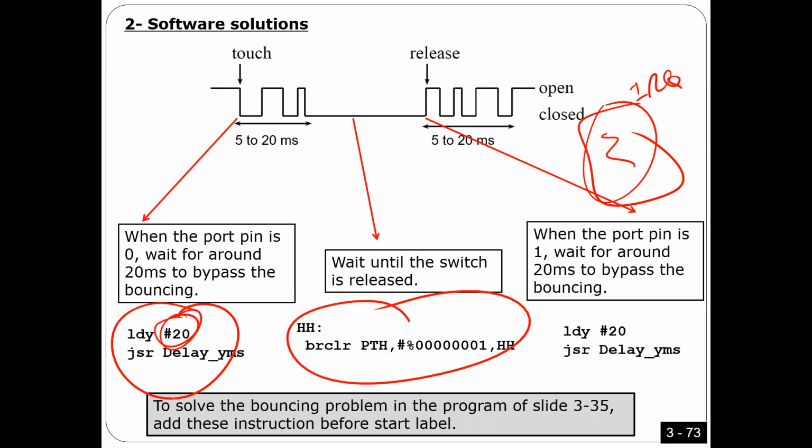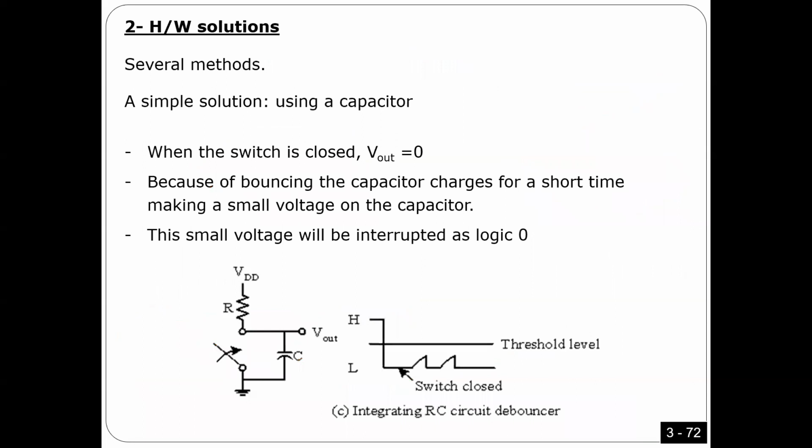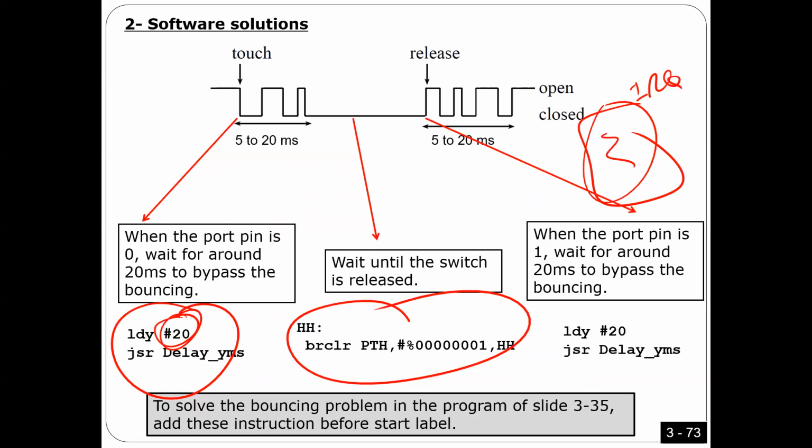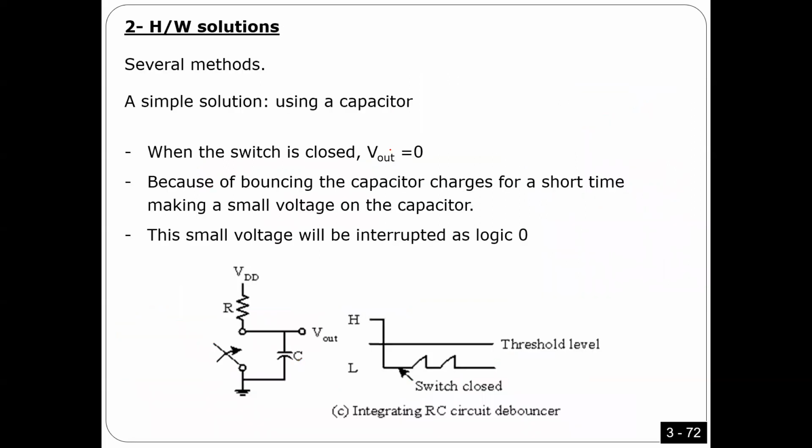So you can try different values until you find the smallest values that you can debounce the switch. Okay. The other thing I didn't mention, you can solve the same problem. What I did here, I solved the problem using software. So I used software to solve the problem. However, we can solve the same problem using a hardware solution.